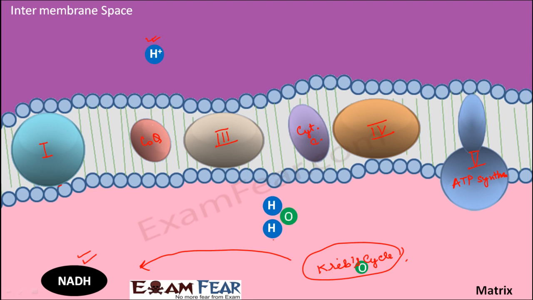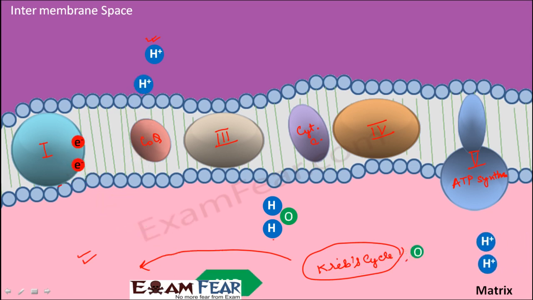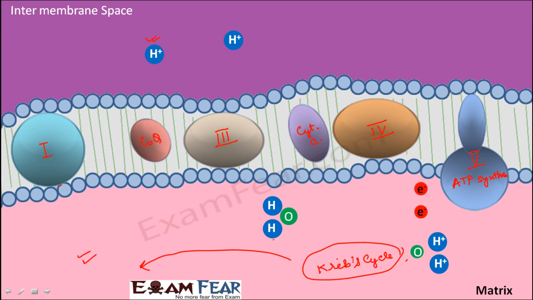Since oxygen is diatomic in nature, that means oxygen is basically O2, that is 2 atoms of oxygen. One atom of oxygen will bind with 2 electrons. So for 2 atoms of oxygen to bind, it needs 4 electrons. So when more electrons reach here through all these complexes, these electrons along with the H plus ions will join together to form water molecules. That is how the electrons are finally accepted by oxygen.